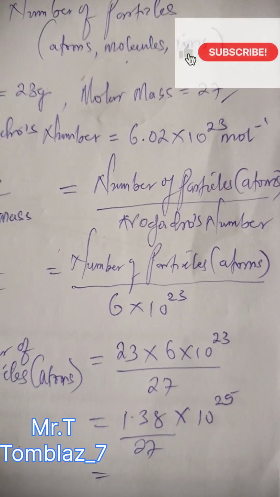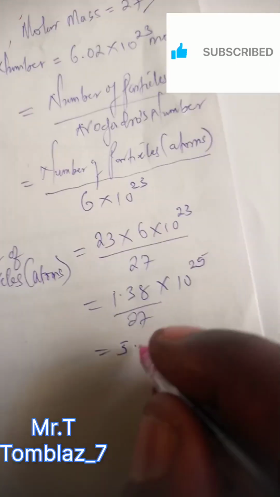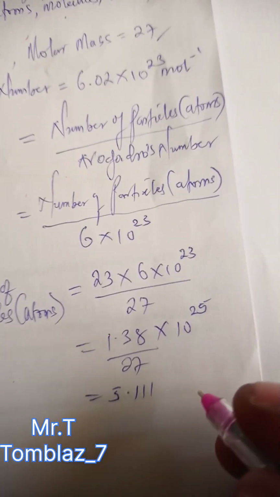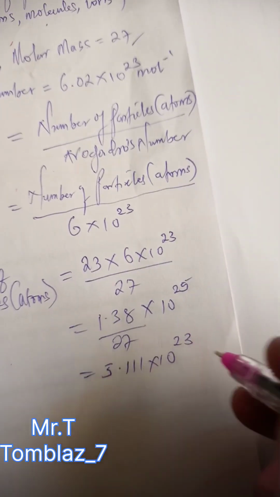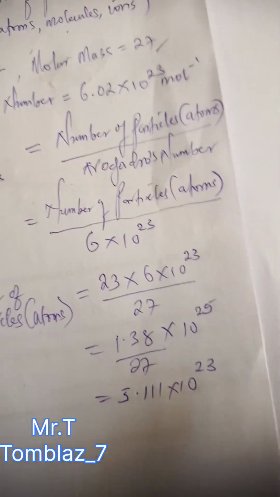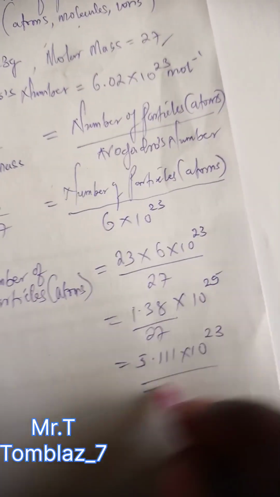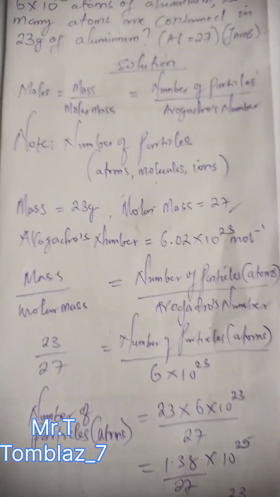Divide by 27. So we're going to be having 5.111 times 10 raised to power what? 23. Now, since this is number of atoms, doesn't have unit, right? So that is the end of our calculation.